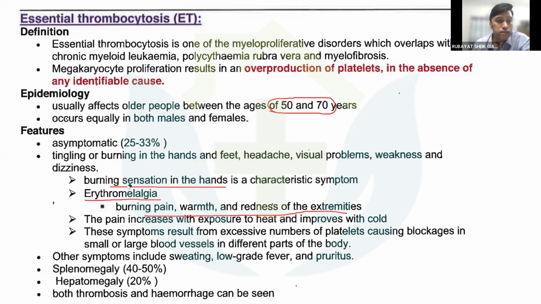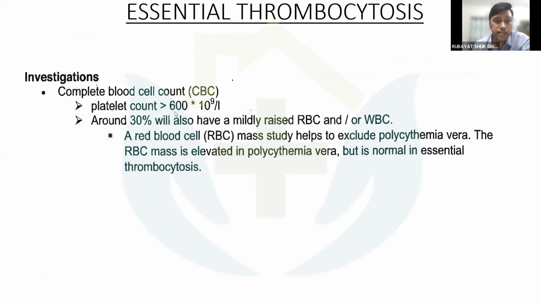When you do a platelet count, you will find that the platelets are very high, usually above 6 lakhs. Because it's a myeloproliferative disorder, you may have associated raised RBC, WBC, so don't get worried about that. This platelet count will give you the diagnosis. But how do you diagnose it? Is it thrombocytosis or is it essential thrombocythemia? How do you come to the diagnosis?